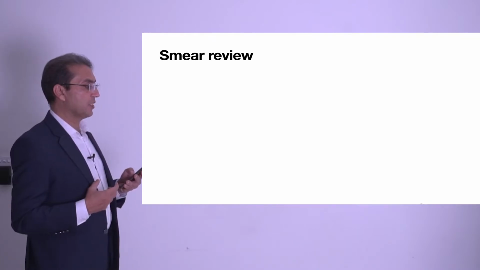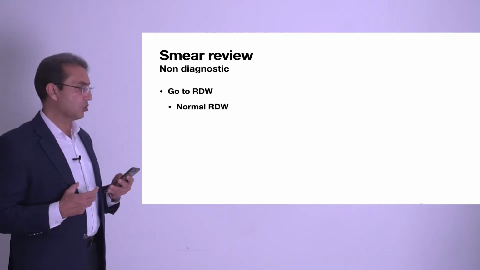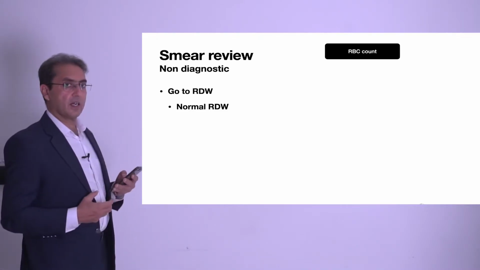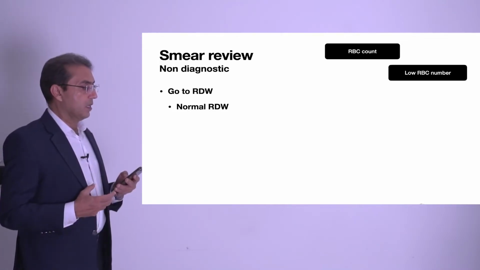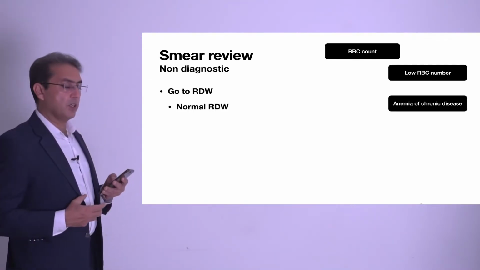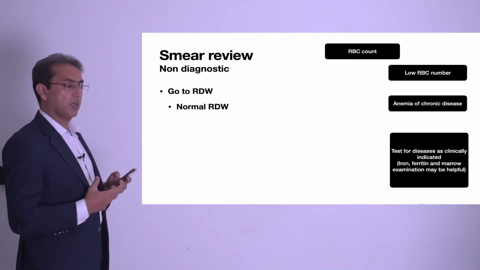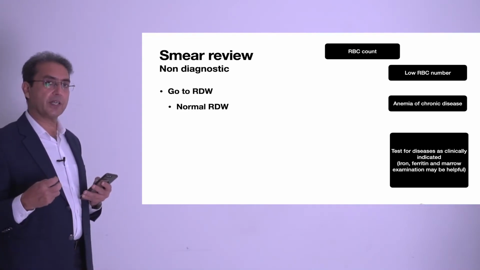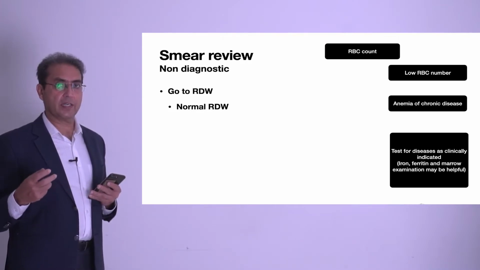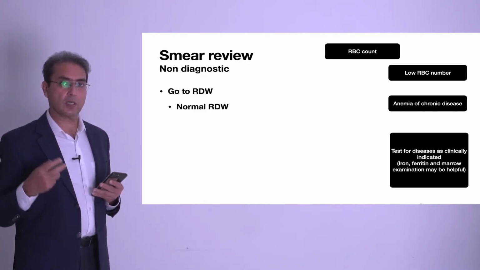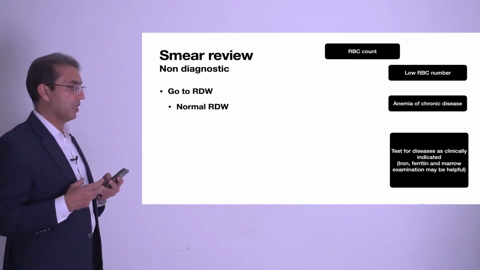And then smear review, if it is non-diagnostic, again we see the red cell distribution width. If this red cell distribution width is normal, what is possible? We go for the RBC count. If the RBC count is low, then this is possibly anemia of chronic disease. And for anemia of chronic disease, we go for tests which are dictated by the clinical condition. For example, if there's an inflammatory disorder, investigate for rheumatoid arthritis or other connective tissue disorders. Look for the presence of uremia or thyroid disorders.